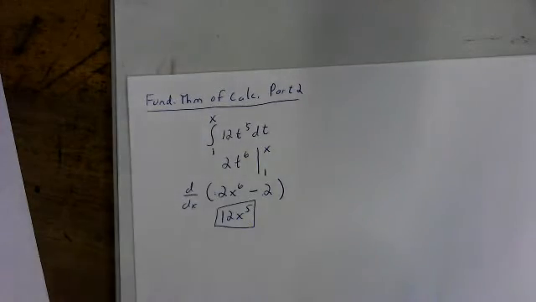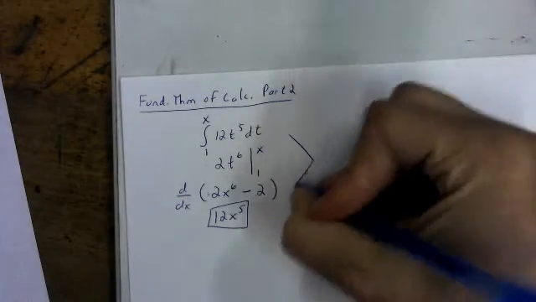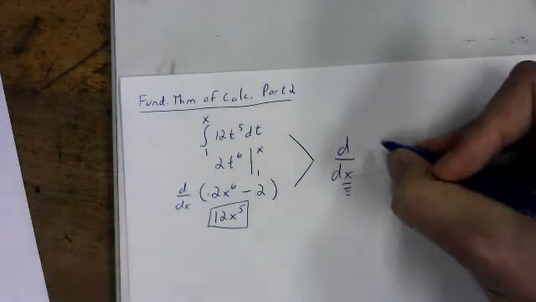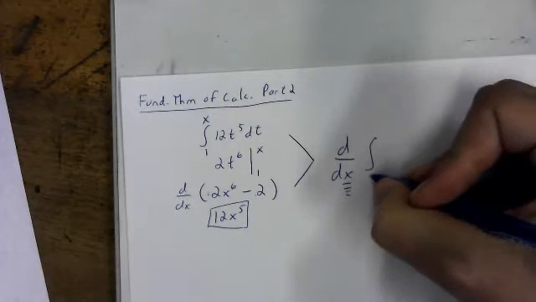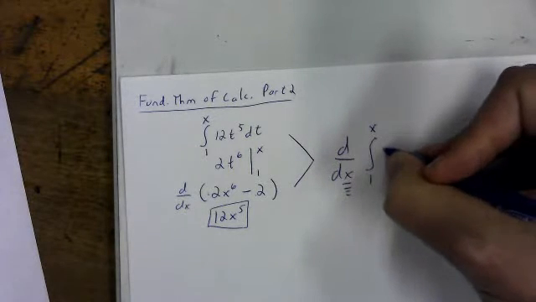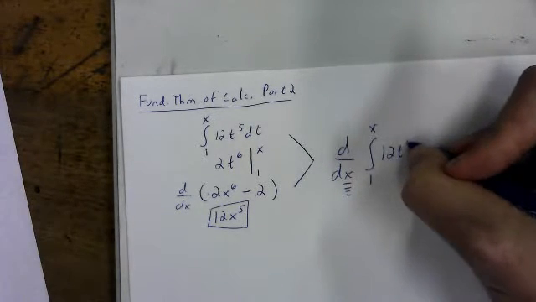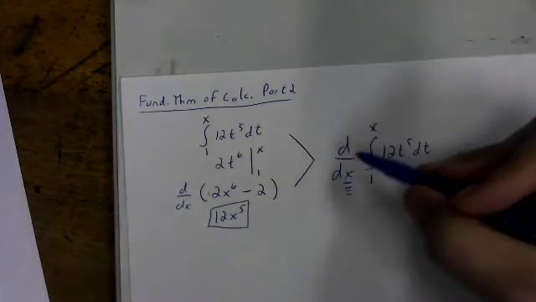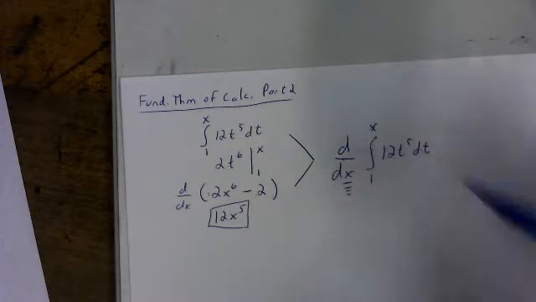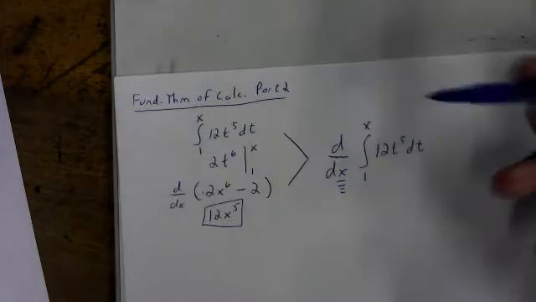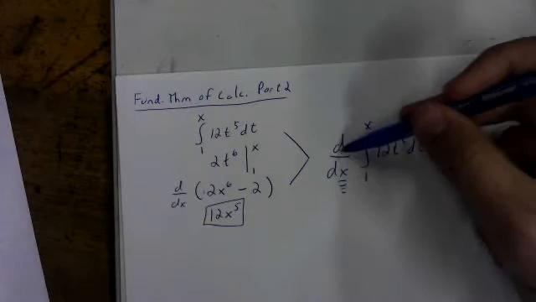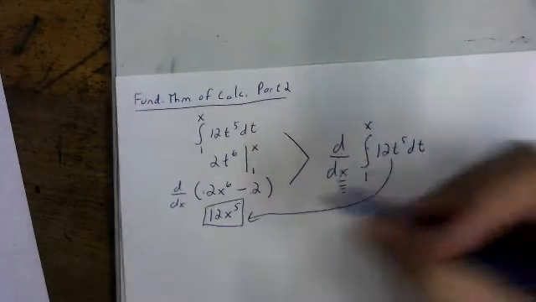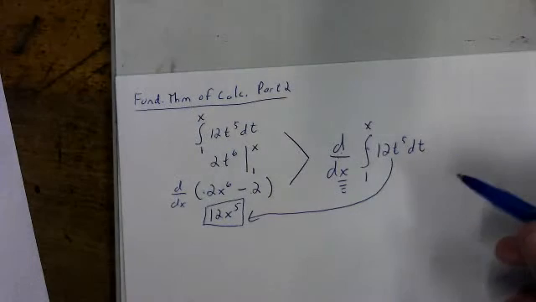So in other words, all I really did here was this. I took the derivative with respect to x of the integral from 1 to x of 12t to the 5th dt. In some ways, it should be pretty obvious. Well, the derivative is the opposite of taking the integral in most ways. Therefore, they basically cancel each other out. And therefore, you're left with the same answer as you have. The only difference is the change of variables.